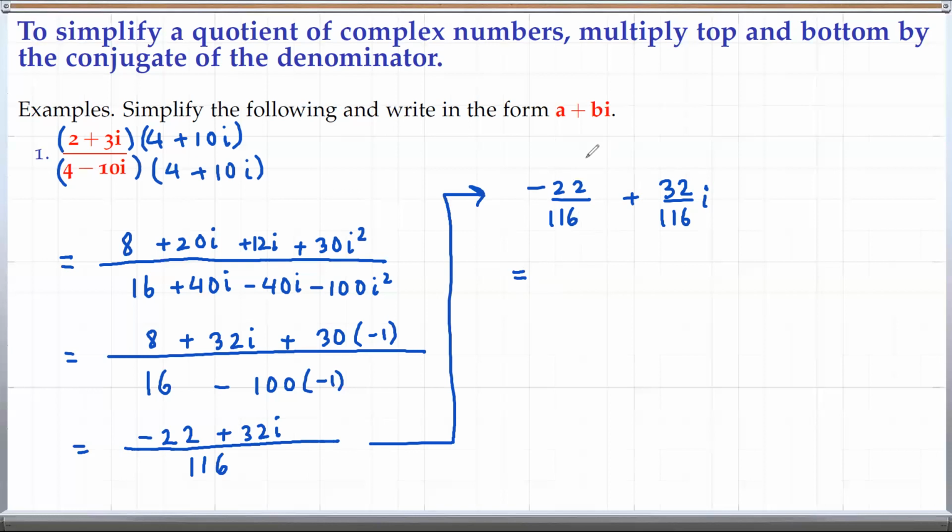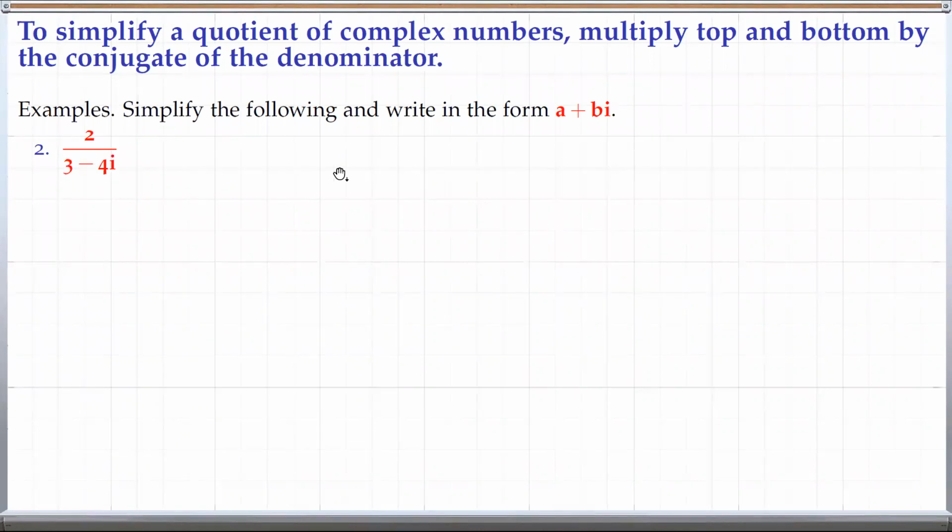If you multiply the top and bottom by 2 in the first case, we get 11 here, and here we get 58. So 11 by 58. And we have this minus negative as it is in the front. Now for the second part, we can divide top and bottom by 4. When you divide 32 by 4, we get 8. And when you divide 116 by 4, we get 29. So we get 8 over 29i. So this is the complex number we get when we divide 2 plus 3i by 4 minus 10i.